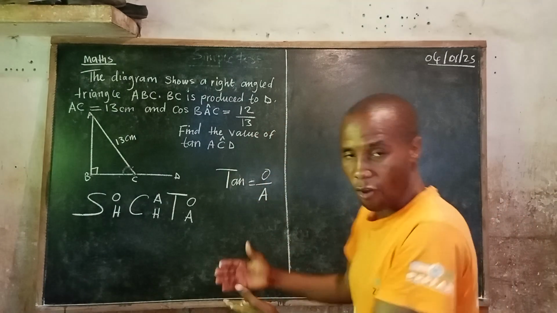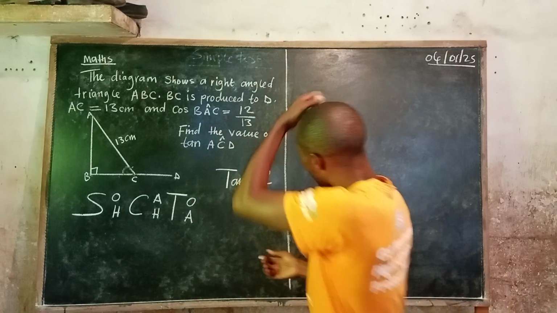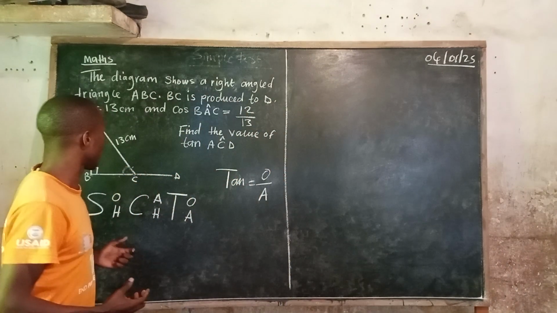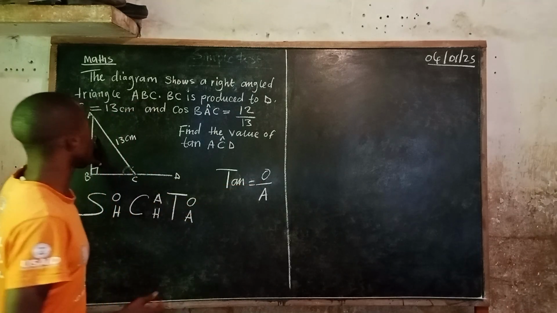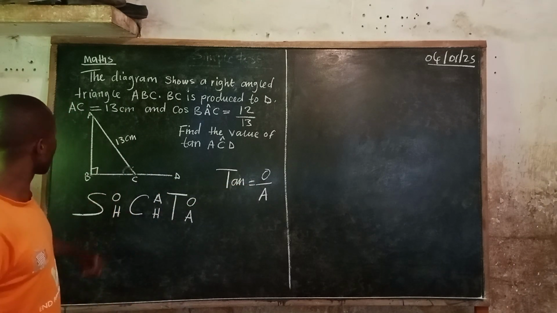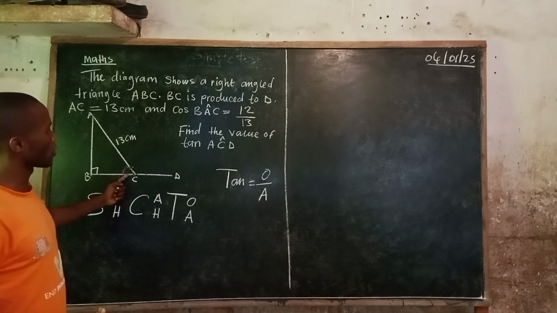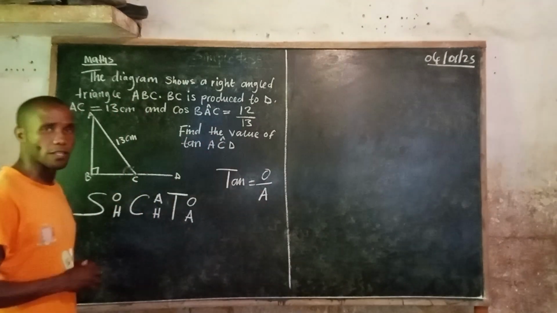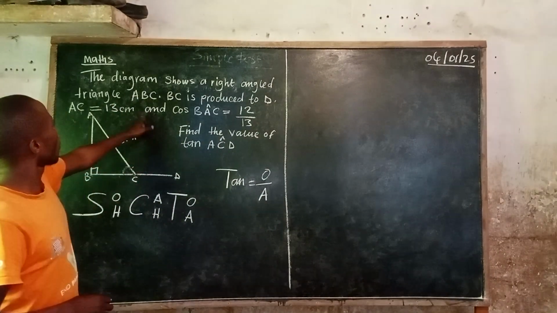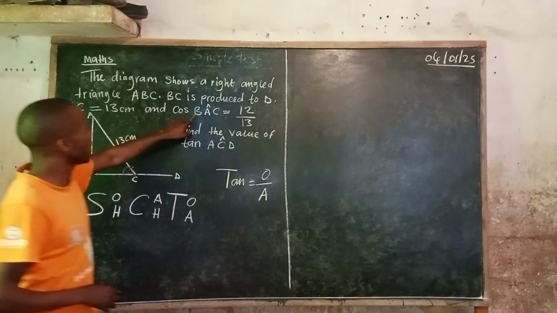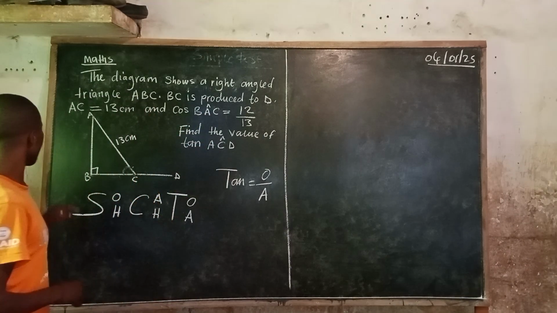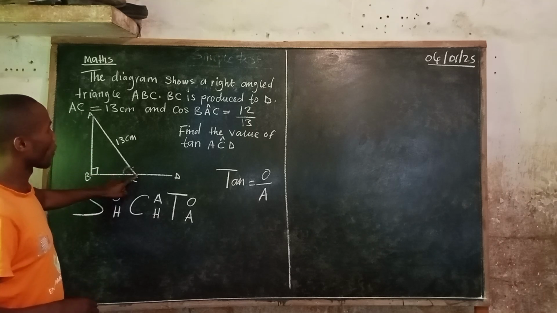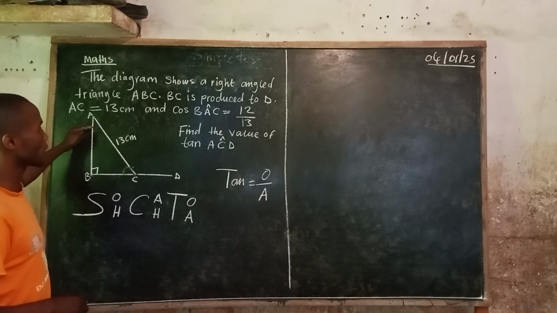So having known this, it is now very easy for us to proceed. Now let us look at what we are given. Are we given opposite on the diagram? No. Adjacent is not there. It's only the hypotenuse. So let's get back to the statement that we have. I'm sure we are given these two sides. So we are saying cos BAC, which is this one in this case.